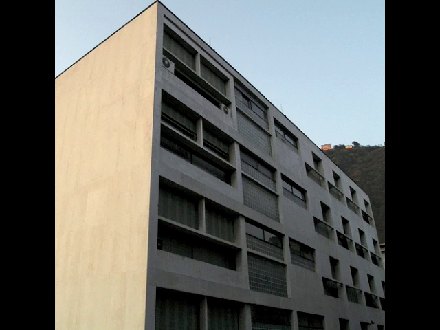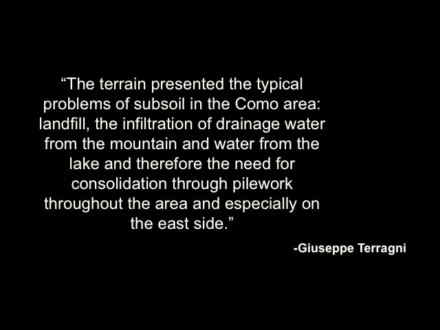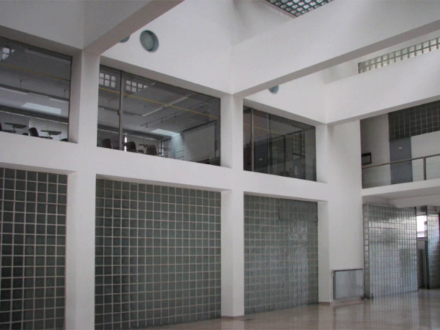This regularized system of the building described by Corbusier is displayed to the viewer from the outside in the grid-like skeletal system and the arrangement of more or less irregular windows within them. Along with this issue of retaining the concept of a glass house, the site had a very large impact on the construction of the building. The terrain presented the typical problems of subsoil in the Como area: landfill, the infiltration of drainage water from the mountain and water from the lake, and therefore the need for consolidation through pilework throughout the area and especially on the east side. The issue of drainage water became very important in the design of the building.